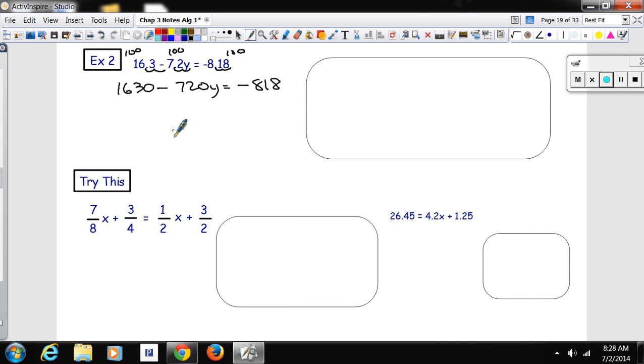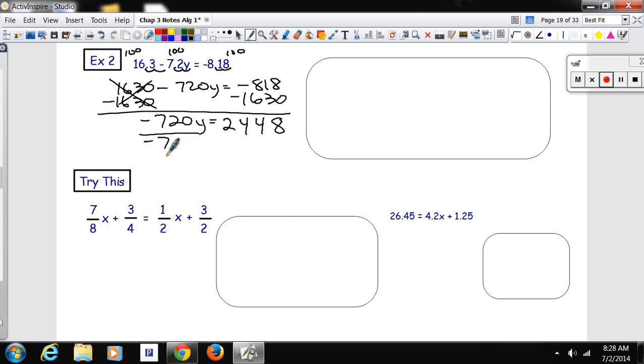So with calculators, the decimal's probably not that big of a deal. Fractions are not good because those you can't always do in your calculator very well. Decimals are not too bad in the calculator, but if you want to get rid of them, find the one that needs to get moved over the furthest, and multiply by the power of 10 that you need. Here I'm going to subtract 1630 on both sides. So I get negative 720y equals negative 2448. We're going to divide by negative 720.